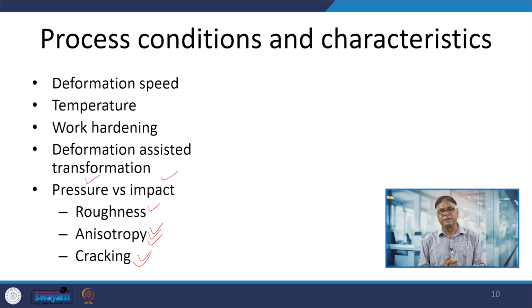In this lecture, basically I have talked about the various fundamentals associated with forming and the way by which forming affects the material characteristics, which in turn affects the performance of the product during service.